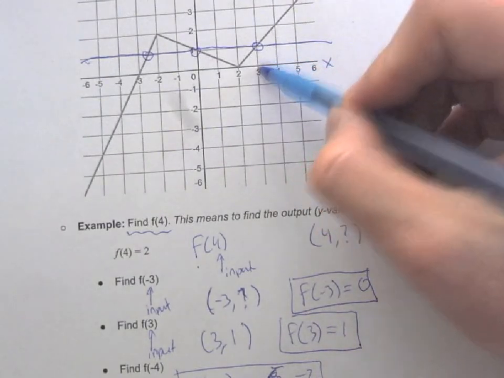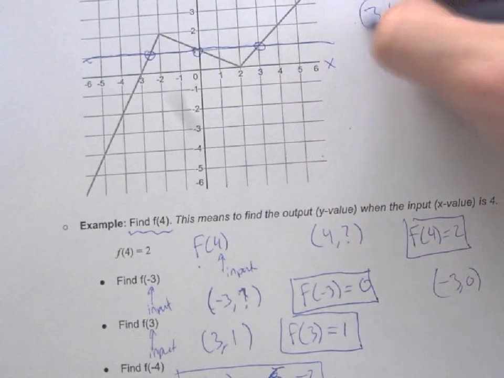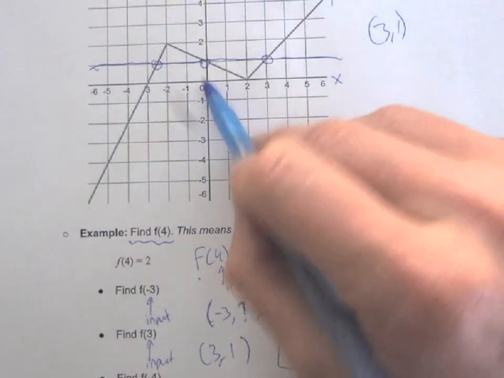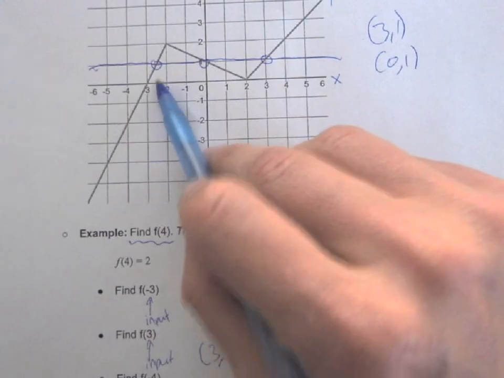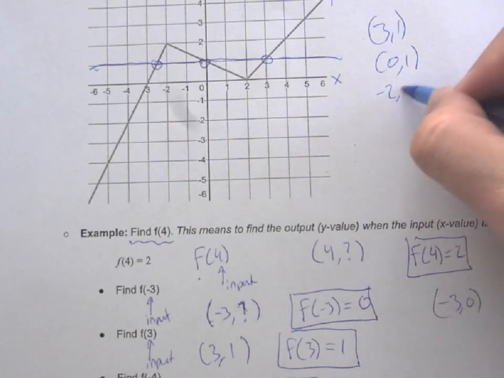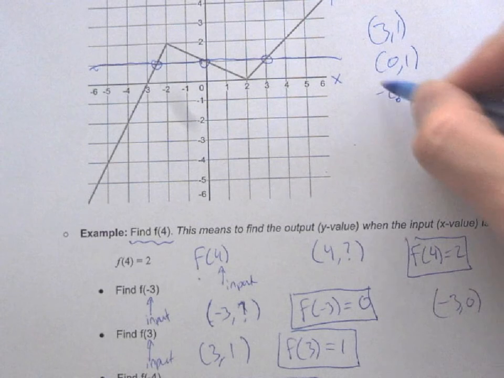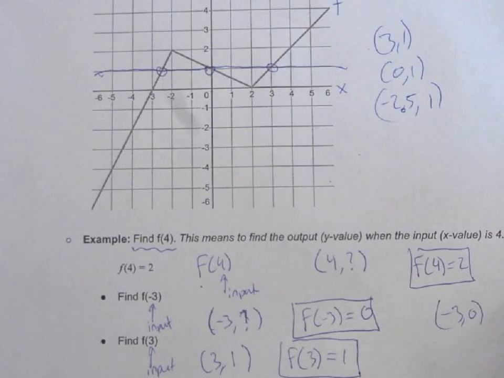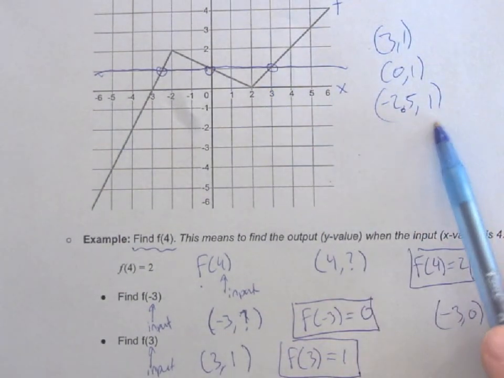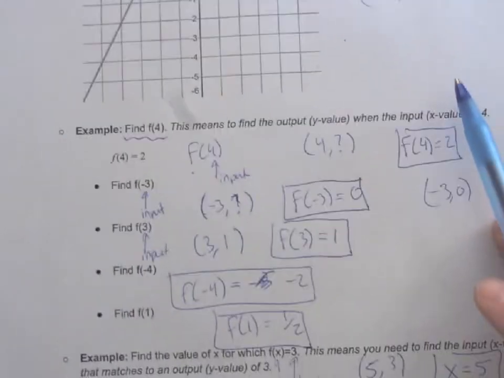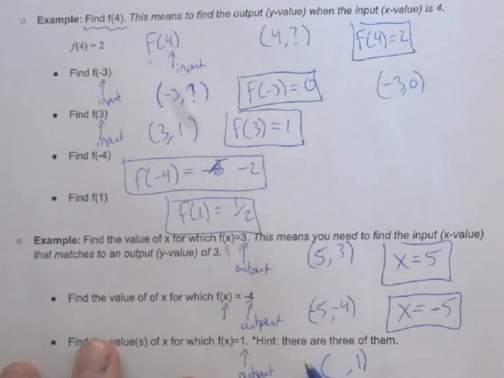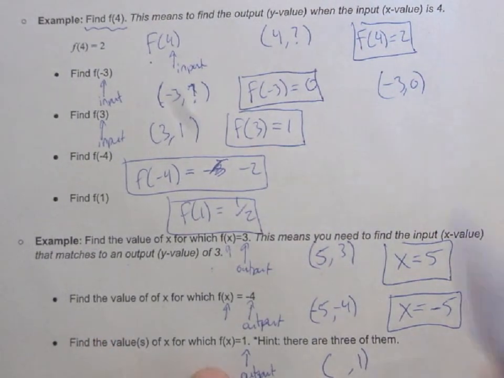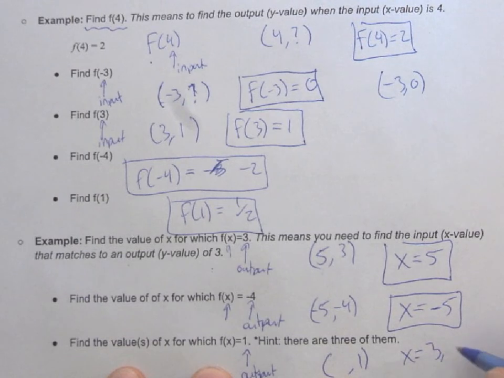So 3 gives me an output of 1. I have this point 3, 1. Okay, 0 gives me an output of 1. I have this point 0, 1. And then this one kind of in the middle, this is like -2.5, 1. So -2.5-ish also gives me an output of 1. So there's actually 3 possibilities here. All of these have a y value of 1 or an output of 1, and that's what this question is asking you. When are you going to have an output of 1? Well, x can equal 3 or 0 or -2.5.